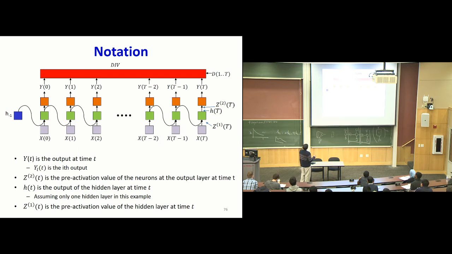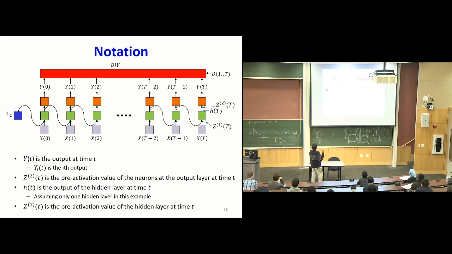So here's how we denote it. The y's are the outputs of the network. Y of t is the output at the tth time. Here are all the variables. In this particular example, I have only one hidden layer. So the output of the hidden layer is h of t. The affine combination at the output I have superscripted with 2. It's z2 of t. The affine combination at the hidden layer, which is the pre-activation value for the hidden layer, is z1 of t. The inputs are x of t, right?